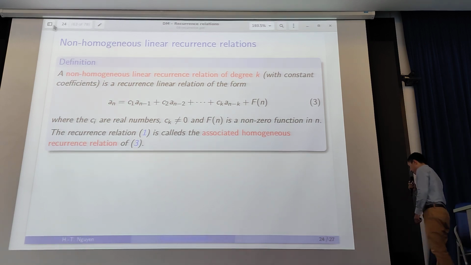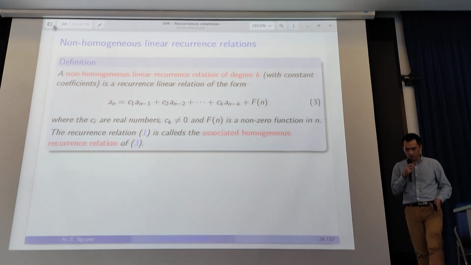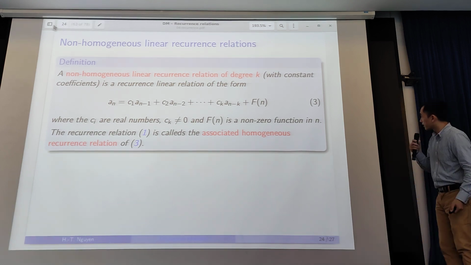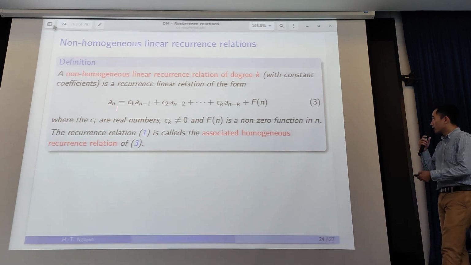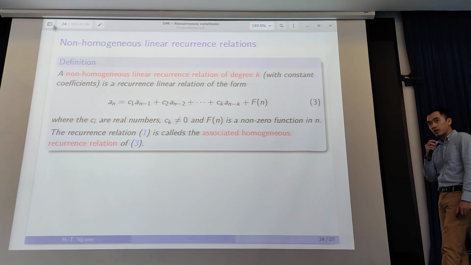Okay? So that non-homogeneous term can be anything. But here we consider the case where the non-homogeneous term is a function in n. Okay? So it may be a constant. A constant is also a function, or a polynomial, or anything. Okay? But it is not zero.